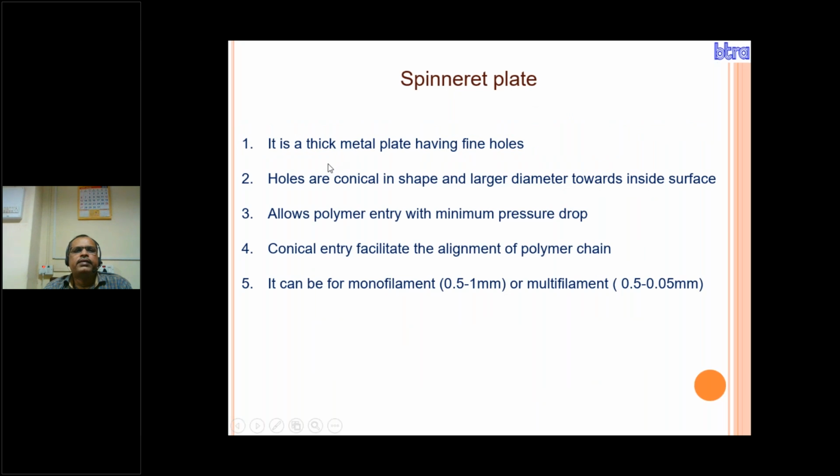Then is the spinneret plate. It is a thick metal plate having fine holes. Holes are conical in shape, with larger diameter towards the inside surface. This allows polymer entry with minimum pressure drop. The conical entry facilitates the alignment of polymer chains. The entry point has a higher diameter than the exit point. These holes can vary from 0.5 to 1 mm for monofilament, or 0.5 to 0.05 mm for multifilament.